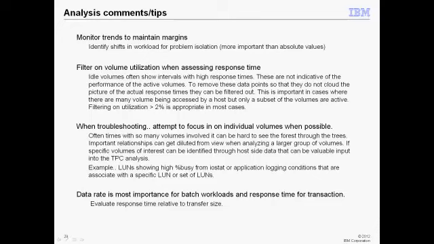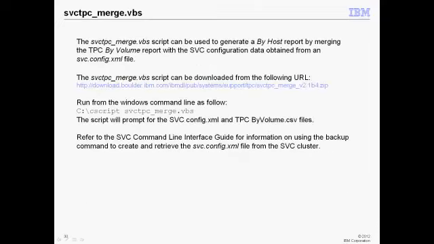Data rate is most important for batch workloads and response time for transaction workloads. Always evaluate response time relative to the transfer size. The script used in this presentation that merges the TPC by volume report with the SBC configuration file can be downloaded from the following URL. The script is executed from the Windows command line and will prompt for the input files. Please refer to the SBC command line interface guide if you need information on using the backup command to create and retrieve the SBC configuration file from your SBC cluster.